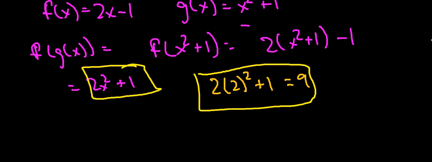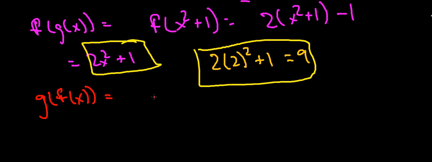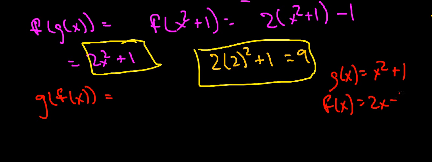And it's also useful to know that we will get different answers if we do g of f of x, because we are transforming the numbers differently. So let's find out what this would be. Let's rewrite them. Our g of x is x squared plus 1, and f of x is 2x minus 1.